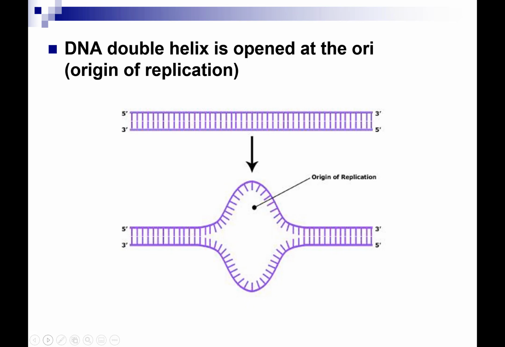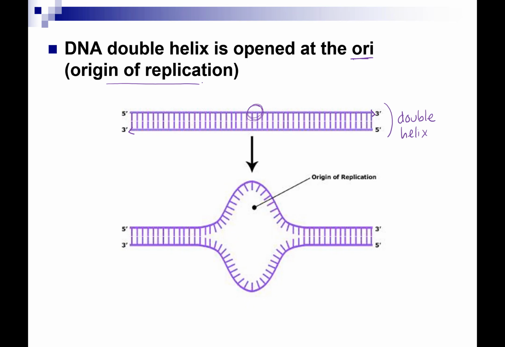Okay. So let's talk about how DNA replication happens. First of all, here's a nice double helix. We don't draw it all twisted because that just gets too complicated. You notice it's anti-parallel, 5' to 3', 5' to 3'. And somewhere here is going to be what we call the ORI, or the origin of replication.